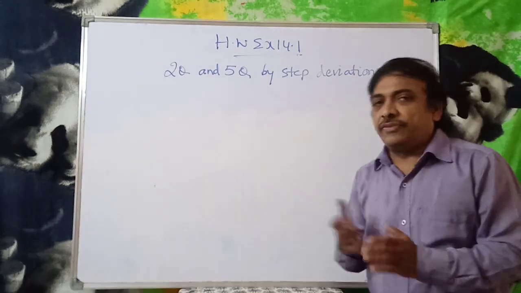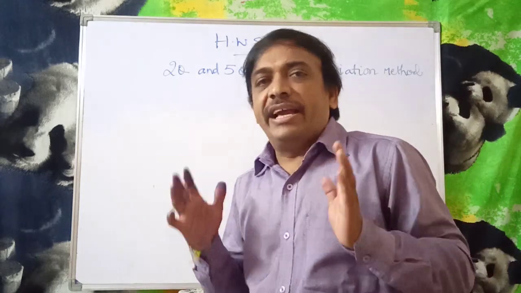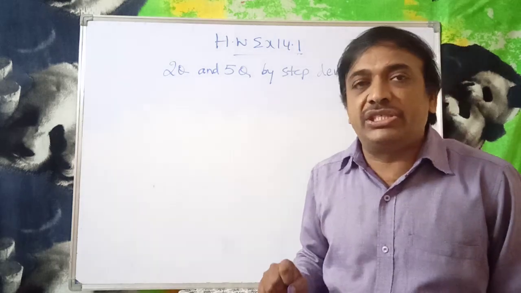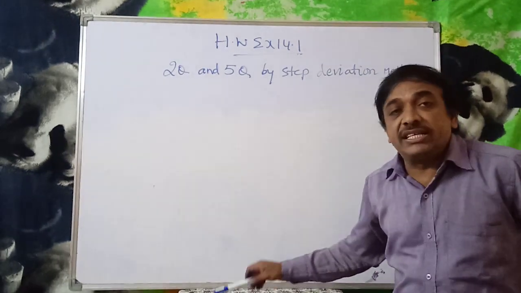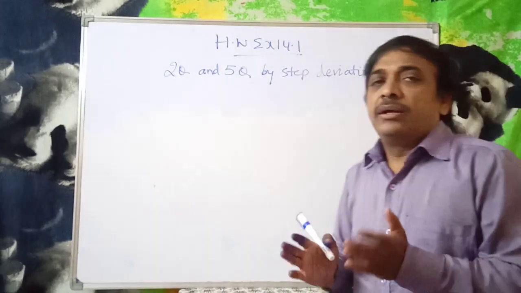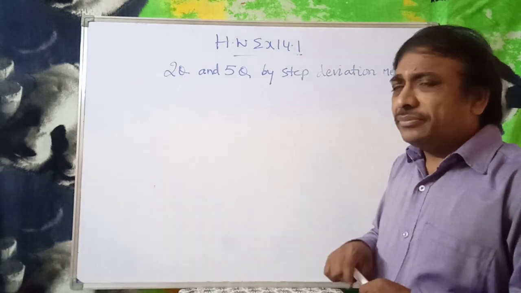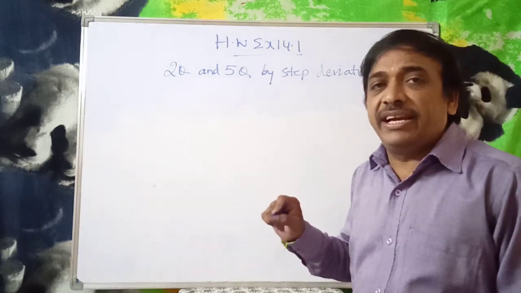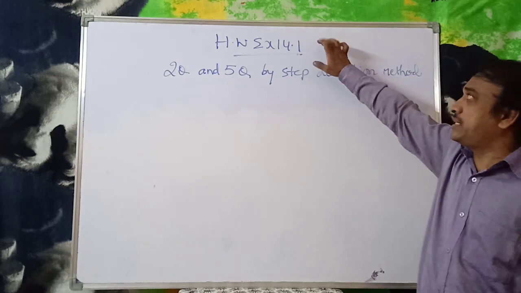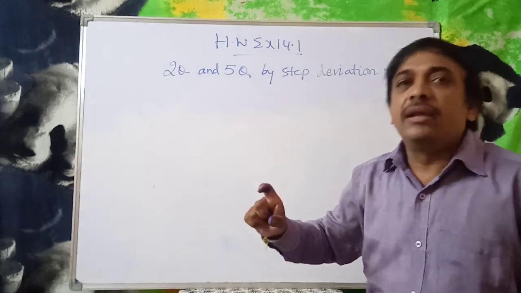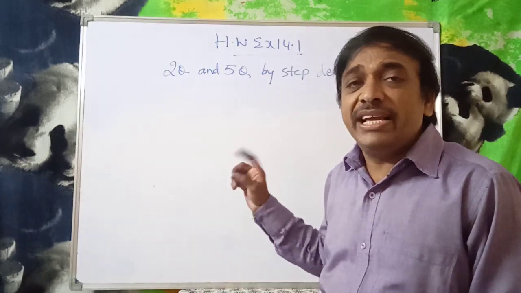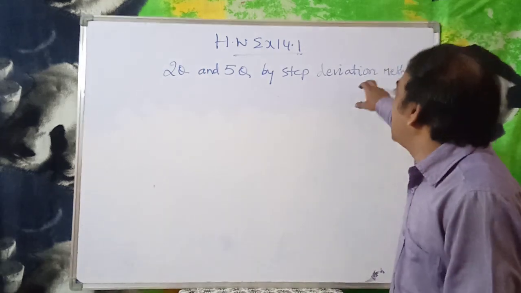What is the formula to find the mean by the step deviation method? X bar is equal to A plus sigma Fi Ui by sigma Fi, into H. What is Ui? Xi minus A by H. Based on this formula, you already finished the second and fifth questions from exercise 14.1, but once again we are doing these two questions by another method, which is nothing but the step deviation method.